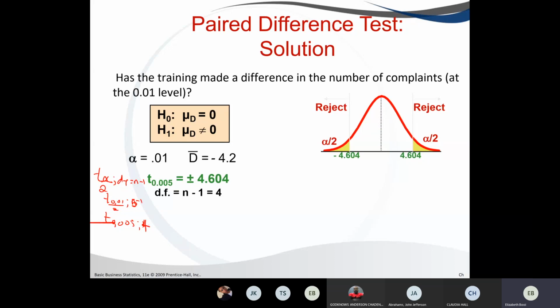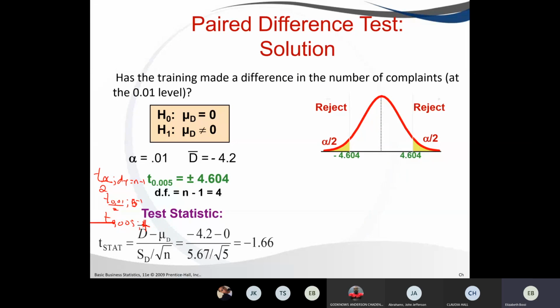So I put my rejection areas. I know that it's a two-tailed test, so I have 2 rejection areas on the negative side and the positive side. And step number 5 is to calculate your test statistic. We know that the test statistic is the mean minus the population mean, which is always equal to 0, divided by the standard error, which is your standard deviation divided by the square root of n. Remember, we calculated the standard deviation earlier, and we found that it was 5.67.